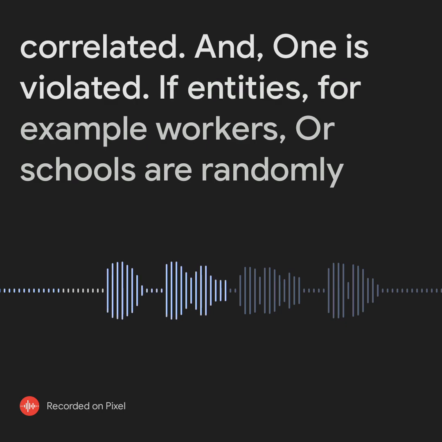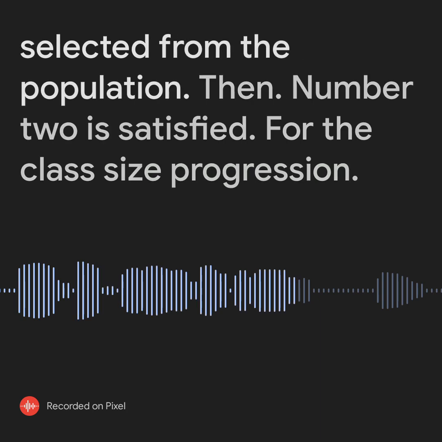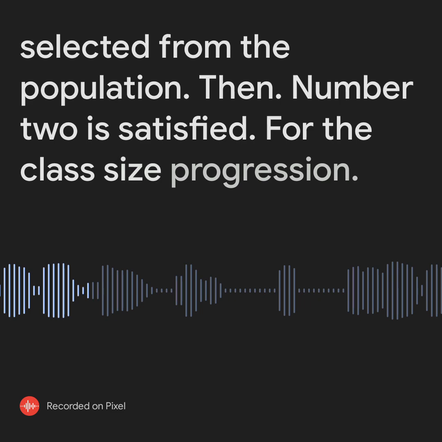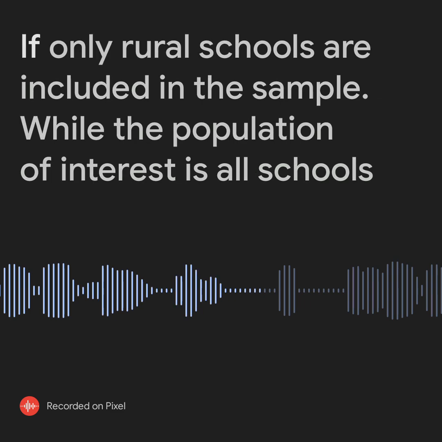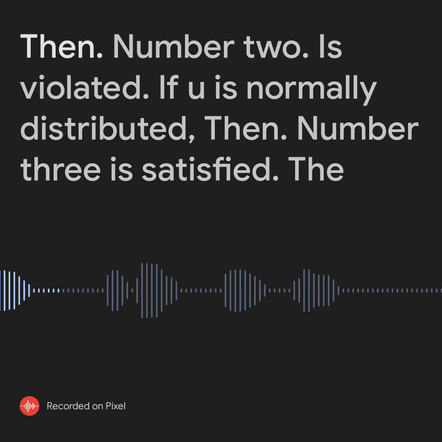If entities, for example, workers or schools, are randomly selected from the population, then number 2 is satisfied. For the class size regression, if only rural schools are included in the sample while the population of interest is all schools, then number 2 is violated.